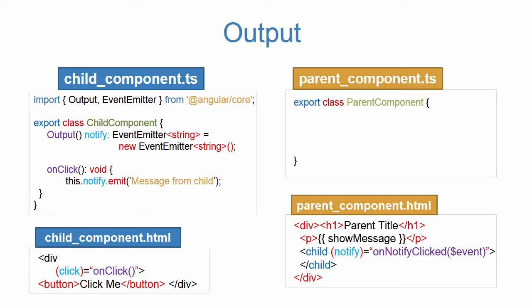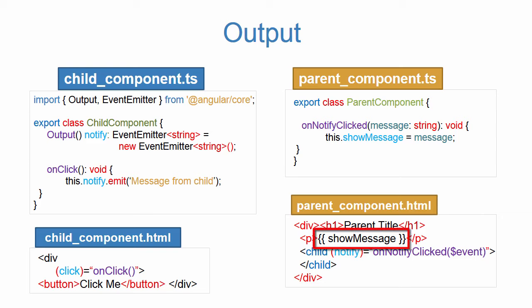Now in our parent, we create the onNotifyClicked method. Then inside here, we're just going to set the message we received equal to a property called showMessage. Then we can display our message using interpolation inside of our parent HTML file. So when somebody clicks a button in our child component, we'll see the string message from child inside of this showMessage property inside of our parent. Now let's walk through this process inside of our application.